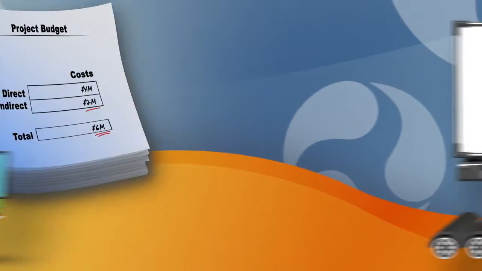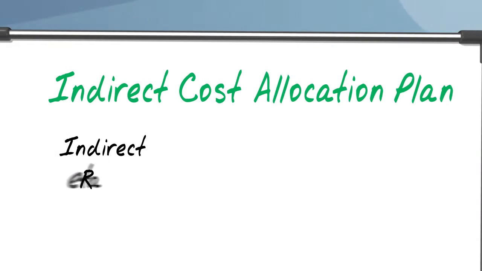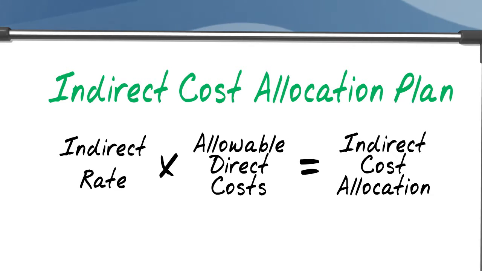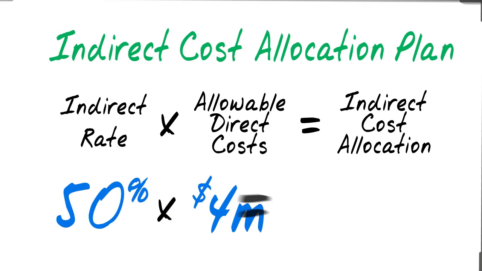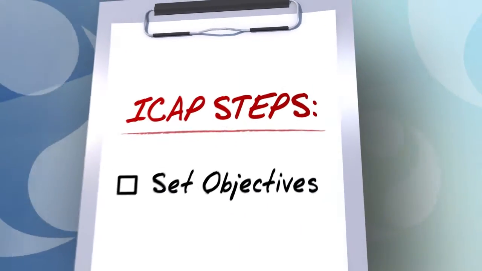If this is something your agency wants to do, you must first develop an Indirect Cost Allocation Plan, or ICAP. An ICAP spells out your objectives and all the methods your agency will need to use in order to calculate its indirect cost allocation and achieve an equitable allocation of indirect costs to all projects. Set objectives.